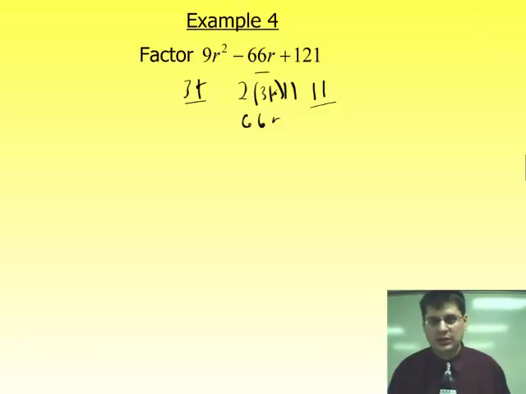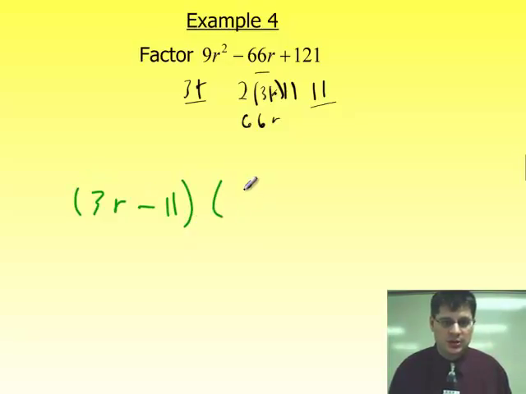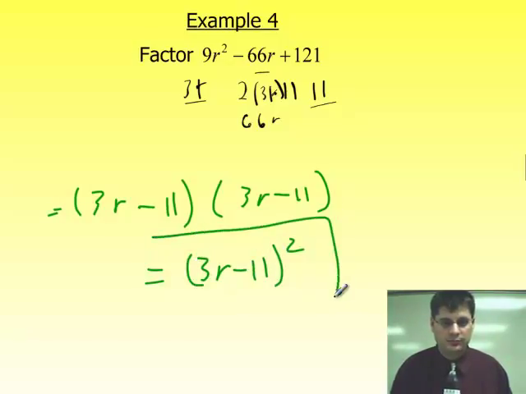So when I write my answer, my factors, it's going to be 3r. It's a minus sign and a plus sign, so that tells me that these are going to be both minus signs. So I just say, that's going to be 3r minus 11 times 3r minus 11, or we could simply write it as 3r minus 11 squared. Just like that.